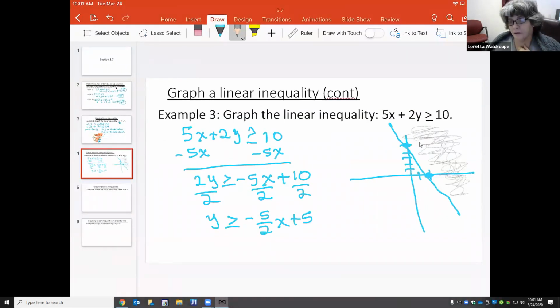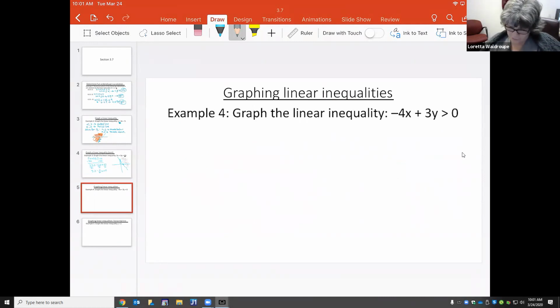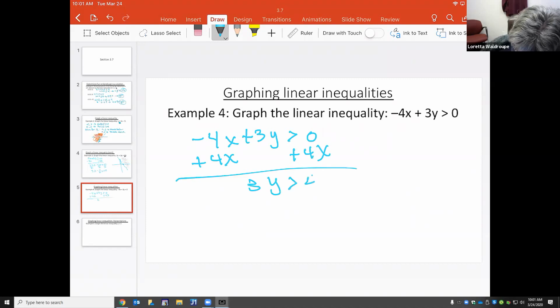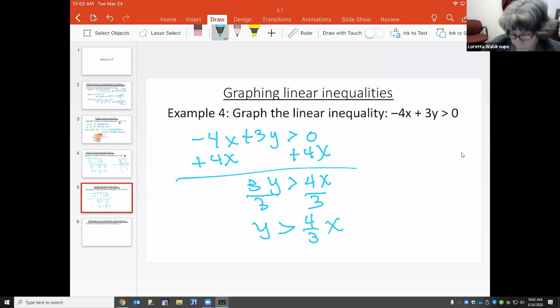And now you can see my shading over here on the right. Let's hope it keeps going for these last two problems. Solve for y, so I'm going to add 4x to both sides. And then divide by 3. So y is greater than 4/3 x. So over here to graph it.